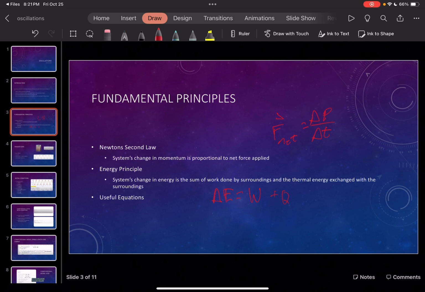Some useful equations would be the update formulas derived from Newton's second law. We can look at the velocity update, for instance. The velocity update formula is V final equals V initial plus F net over m times the change in time. And then we also have the position update, which looks very similar, but we're taking our velocity average over time. There are going to be some more useful equations that we use throughout this, and we'll take a look at those as we get to them throughout this lab.